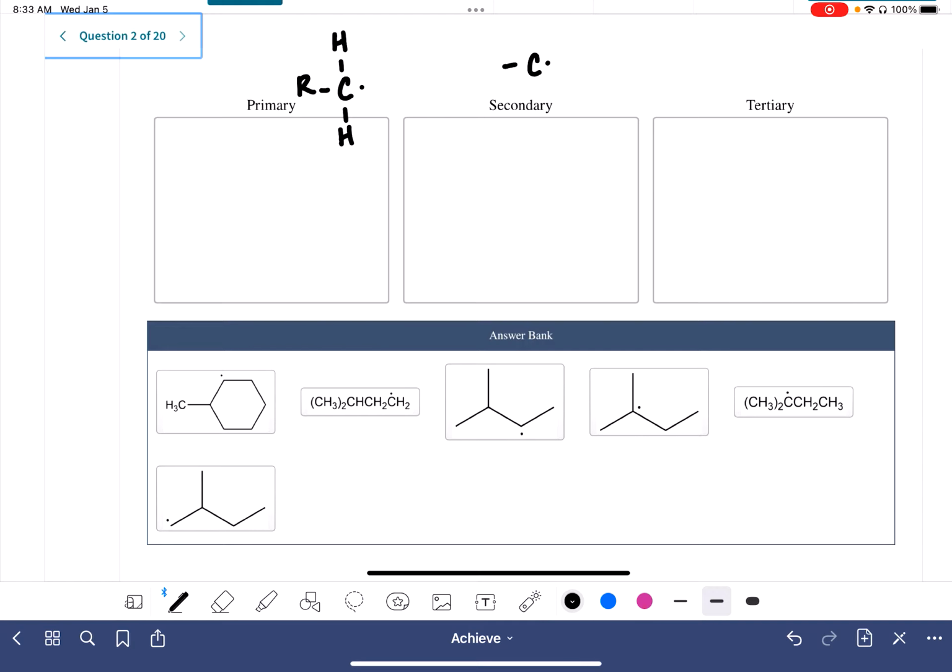A secondary radical has 2 additional carbons attached. And then a tertiary radical is one that has 3 additional carbons attached, no hydrogens on that carbon with the unpaired electron.